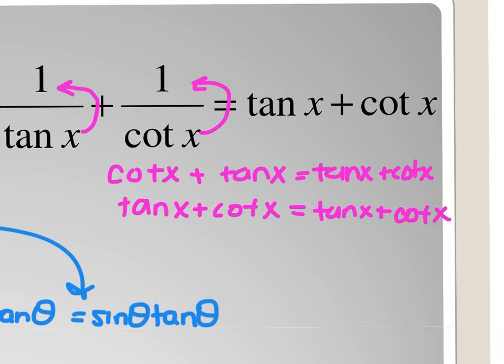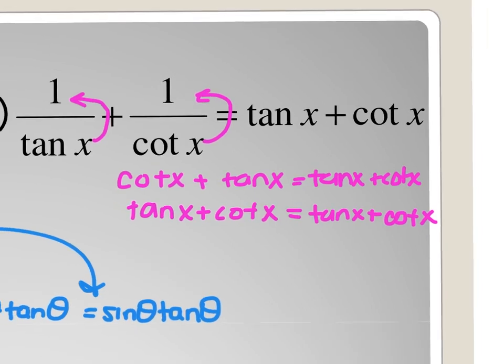You could have done this differently. You could have found a like denominator. It would have worked, a little bit more complicated, but in the end, this is definitely the faster way to go.